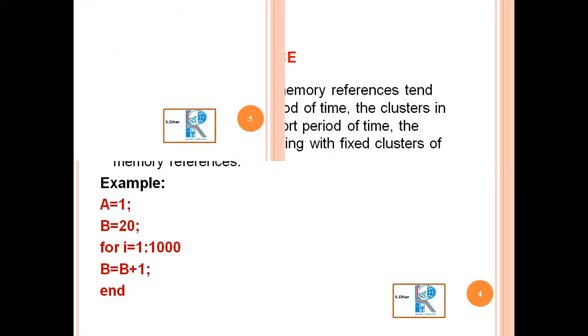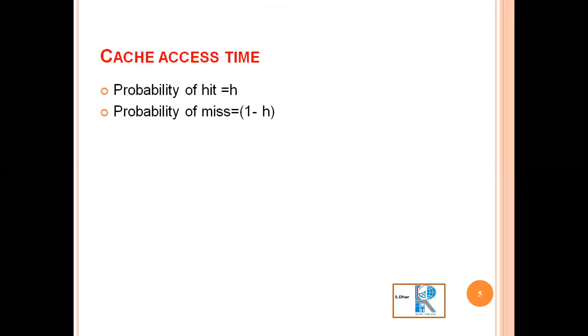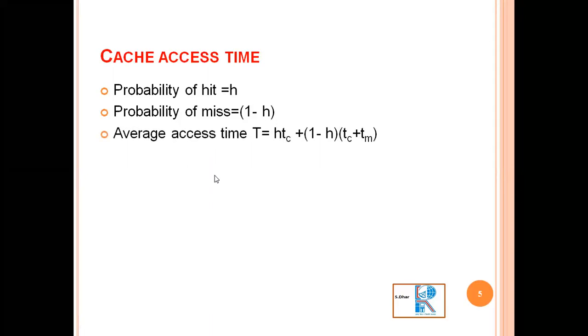Now see the numerical of the cache access time. Okay, now suppose the probability of hit is h. What is the meaning of that? Meaning of that is that the data is present in the cache memory. The probability of the phenomenon that the data is present in the cache memory is h. Obviously h will vary from 0 to 1, because you know that the probability maximum value is 1 and minimum value is 0. So what will be the probability of miss? 1 minus h. Clear?